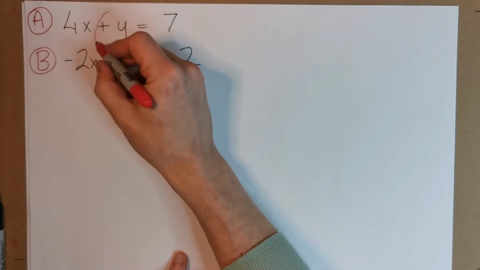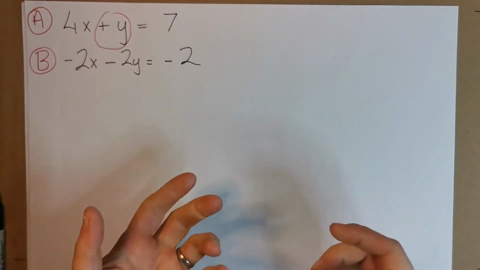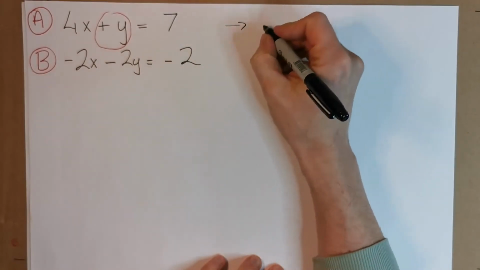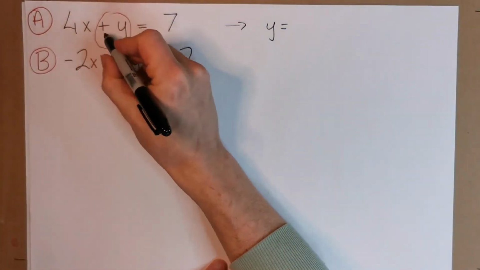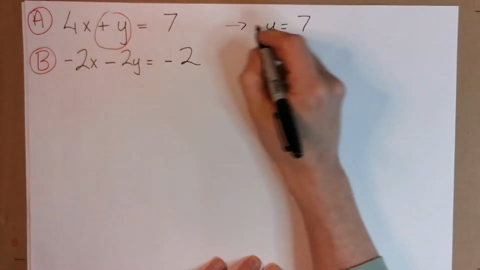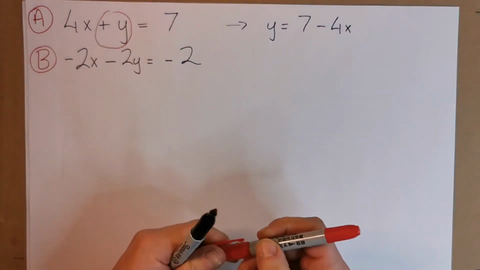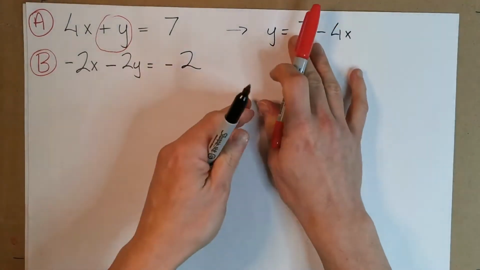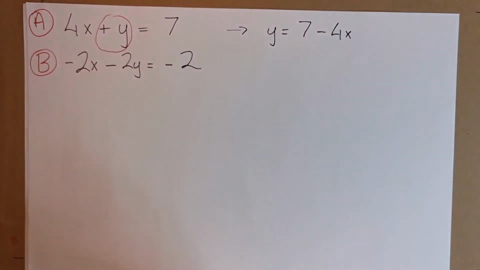So we can see this y here is singular and positive, and that's what we're trying to get to, so it's already done for us here. So we're going to rearrange equation A, so we have y is equal to 7, and now that 4x comes over, it becomes a minus 4x, so that's important, right? So now we've got y in terms of x. So y is now in terms of x, and we've rearranged equation A to do that.